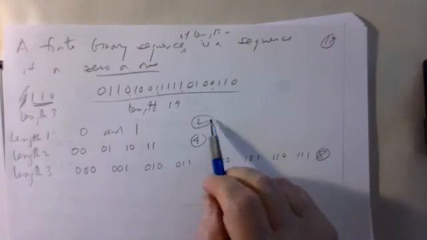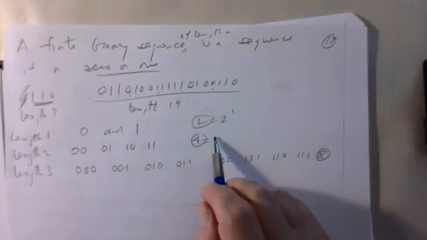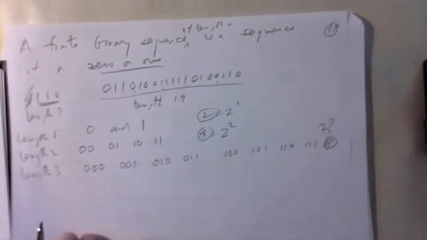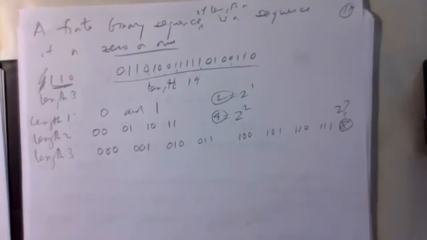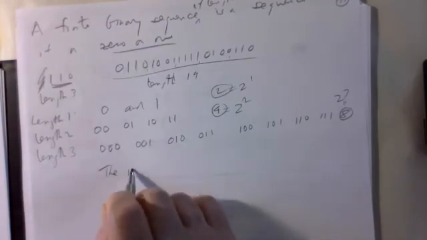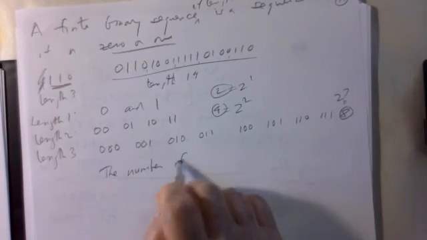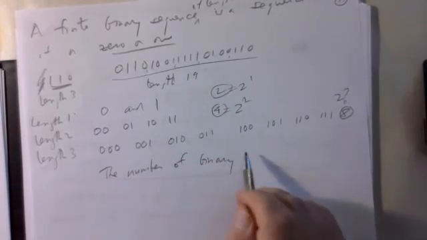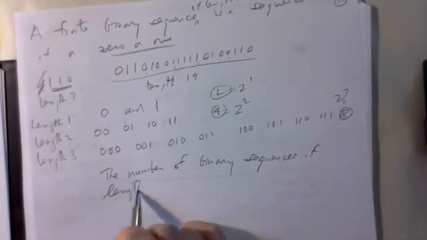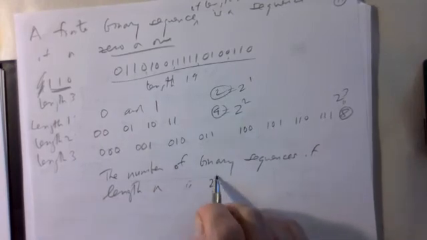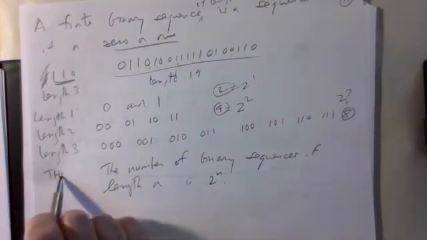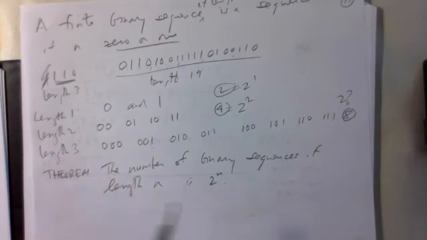Of course, you can notice that 2 is 2 to the first power, 4 is 2 squared, and 8 is 2 cubed. So you might say, well, maybe that's a general rule. The number of binary sequences of length n is exactly 2 to the n. That, in fact, is a theorem, but it needs a proof.